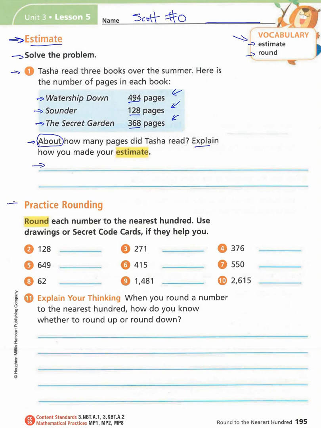Okay, so now we are down here with practicing rounding. And the directions say to round each number to the nearest 100 and use drawings or secret code cards if they help you. So now, before we learned how to round, we had to learn more about place value, because what rounding means is which place is your answer closer to? And I'm going to show you what I'm talking about. So I'm going to pause the video for a second here, and then I'll add a little work mat that'll help us out, and then I'll start it back up.